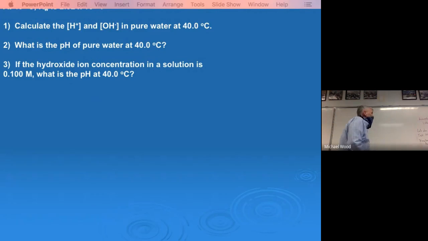So this is what it says at the top. At 40 degrees Celsius, Kw, it changes. Kw is 2.92 times 10 to the negative 14. Okay, knowing that, that's what's on the top. Calculate the H plus, the OH, and pure water. Try this. Okay, we'll go ahead and do this.